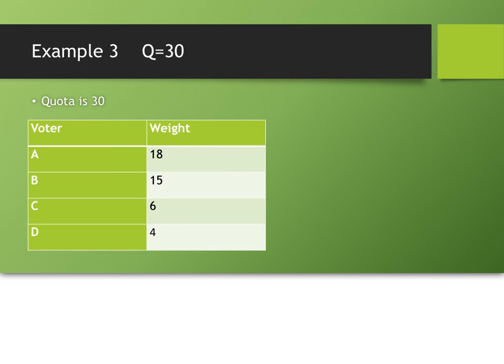So I want to change this, and all we're going to do is change the quota to 30 instead of 22. So push pause on the video and list all of the winning coalitions. All right, so hopefully you got all the winning coalitions. A and B is a winning coalition. Notice A and C is not, A and D is not, B and C is not. So that's the only winning coalition with 2 people in it.